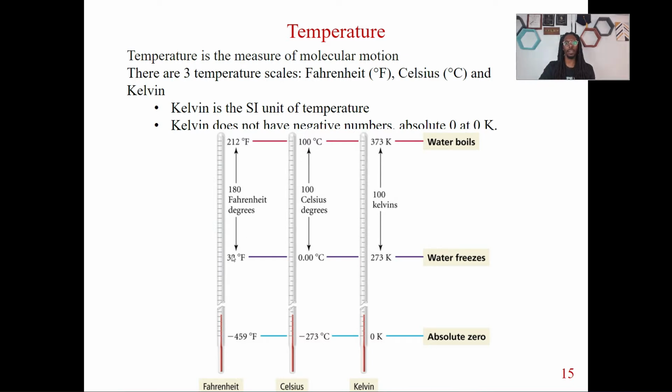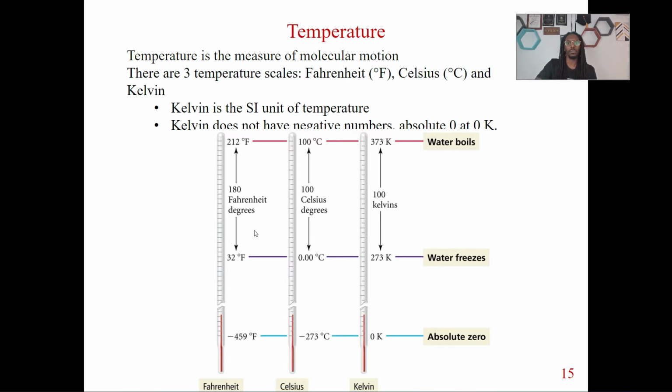Fahrenheit, we know this. If we're thinking about water, water freezes at 32 degrees Fahrenheit and it boils at 212 degrees Fahrenheit. So when we think about this, we have to consider our degrees. Fahrenheit has a difference of 180 Fahrenheit degrees on this scale. This is going to be impactful when we go to convert different things.